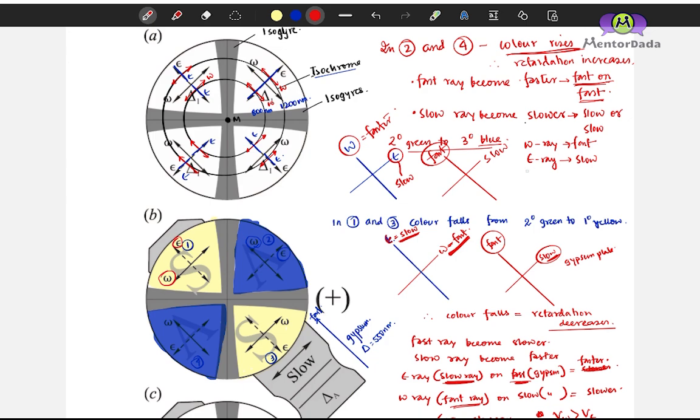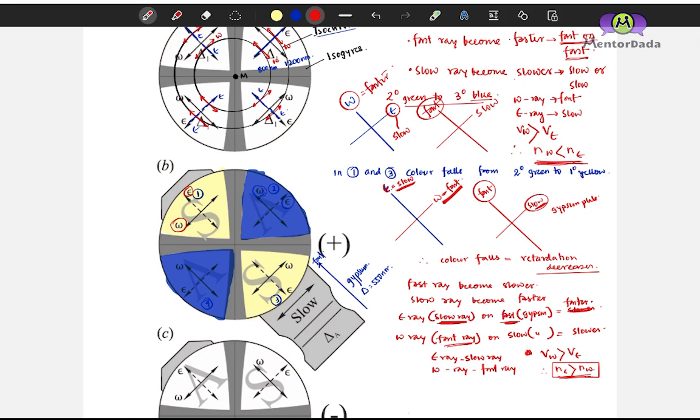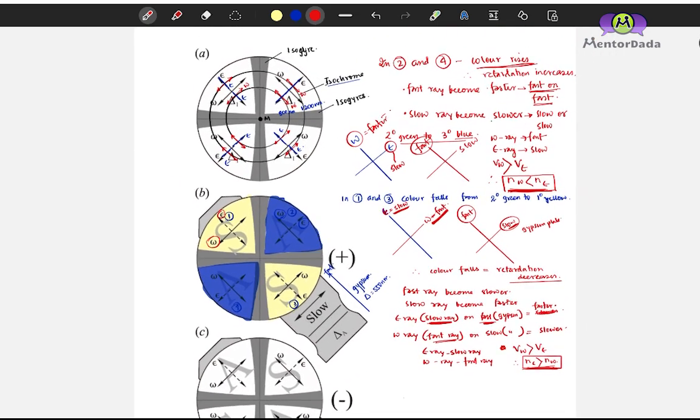Okay? So right now, look, v omega, the velocity of omega, is greater than the velocity of epsilon. So that means omega ray is fast ray, epsilon ray is slow ray. So n omega should be less than n epsilon. So again look, the same thing is happening, right? The same thing, n omega is less than n epsilon. So that means your mineral is uniaxially positive. Okay.